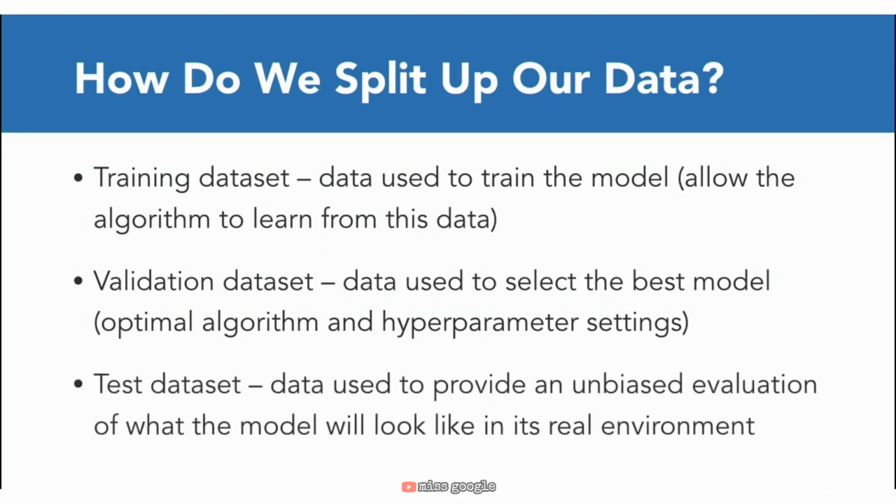Lastly, the test data set is used to provide an unbiased evaluation of what the model will look like in its real environment. So by this point, you fit a bunch of different models on the training data, you've evaluated them on the validation set, and you've selected the best model. The only difference between the validation set and the test set is that you used performance on the validation set to select this model as your best model. So this test set is just one more check to make sure that the performance does not deviate too much from what you saw in the validation set.